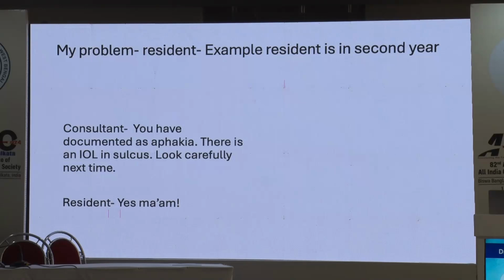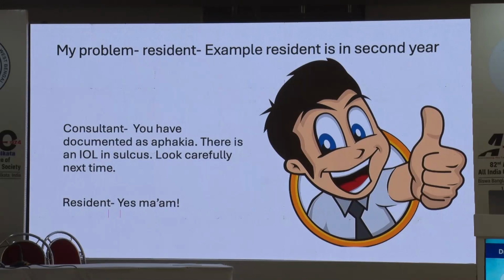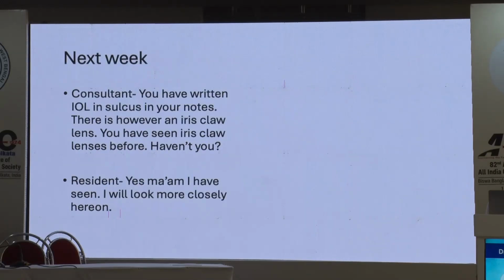So this resident is in second year, for example. There is an OPD clinic going on, and the consultant can be me. I tell the resident, you've seen this case and you've said there is aphakia, but there is an IOL in the sulcus. Please look carefully next time. The resident says, yes, ma'am. The next week, again, if this resident is posted with me, I say, you've written IOL in sulcus in your notes, but there is an iris claw lens.